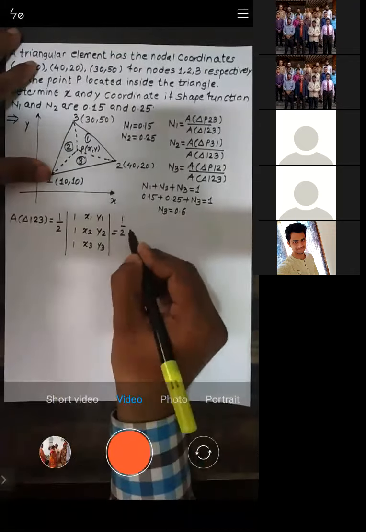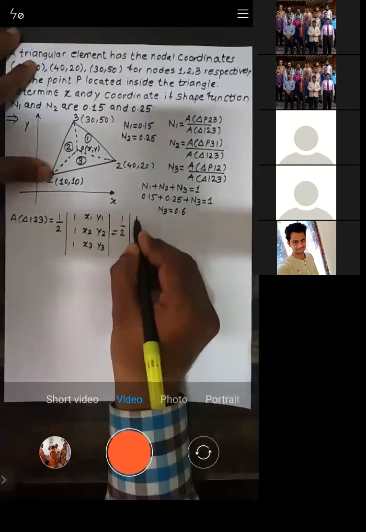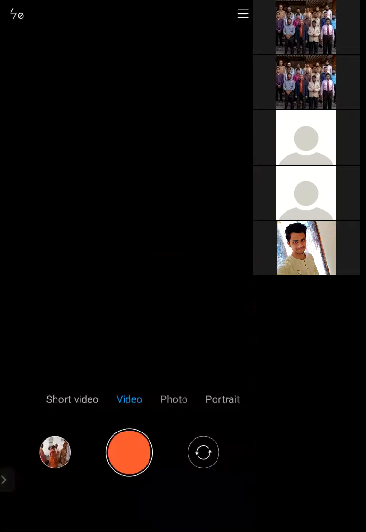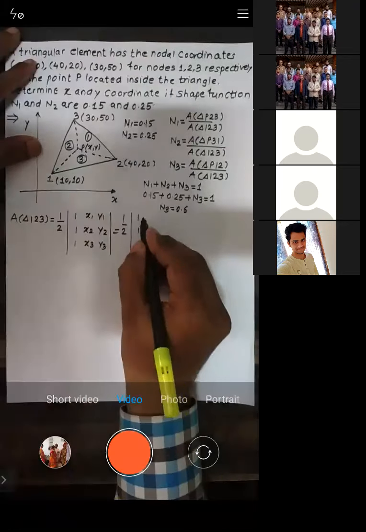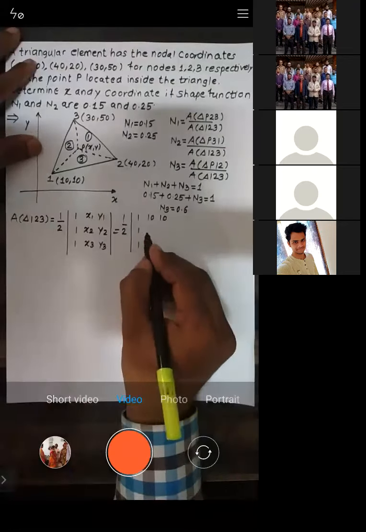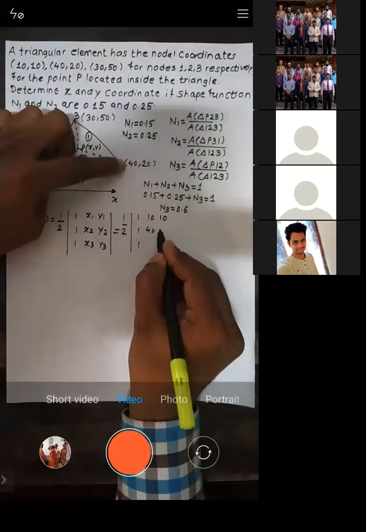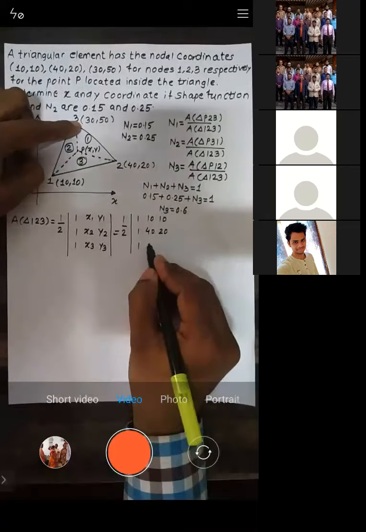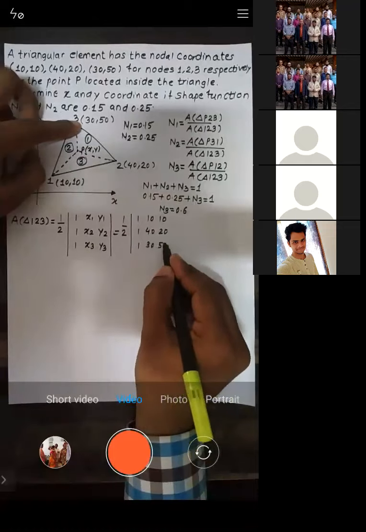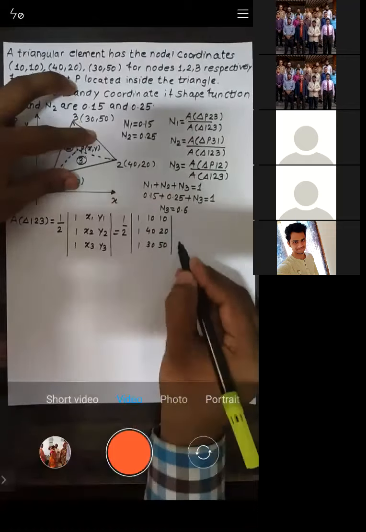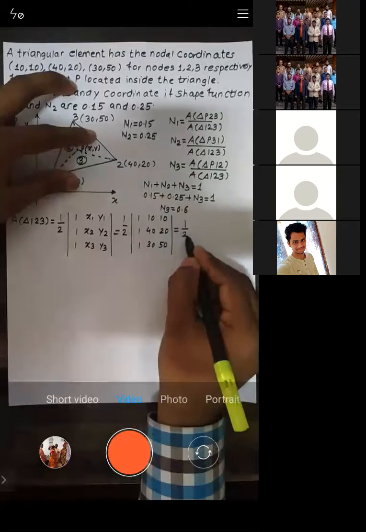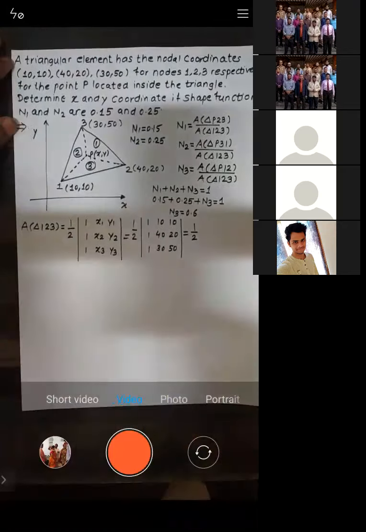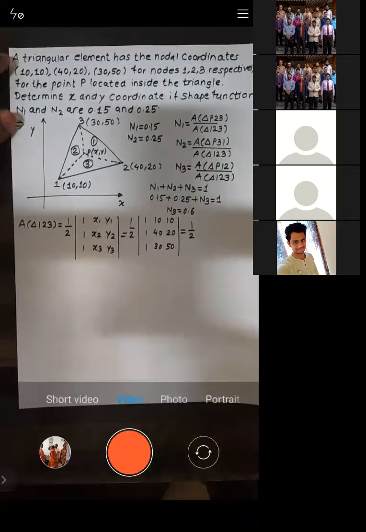So half into 1, 1, 1. What is x1, y1? It's 10, 10, right? X2, y2, it's 40, 20, right? And x3, y3, it's 30, 50, right? Can you calculate this value in your calculator, all of you? Can you tell me this value? Let me know that value.